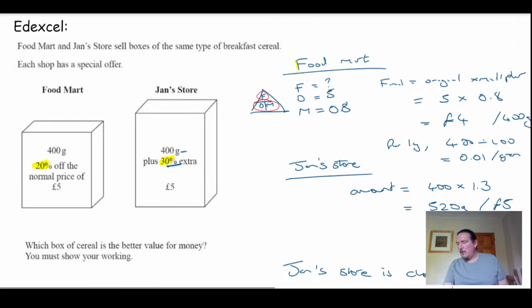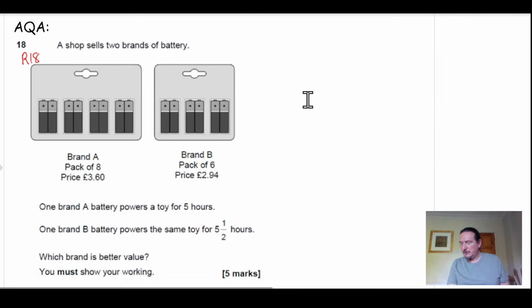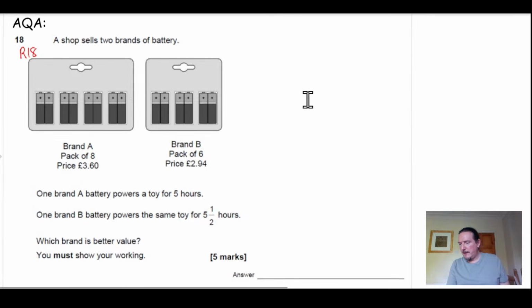Right, so moving on, let's have a look at the next question. This one is AQA. Again, very similar in style, with better quality artwork on the AQA paper. A shop sells 2 brands of batteries. Brand A comes in packs of 8 at £3.60 each pack, and brand B comes in packs of 6 priced at £2.94.